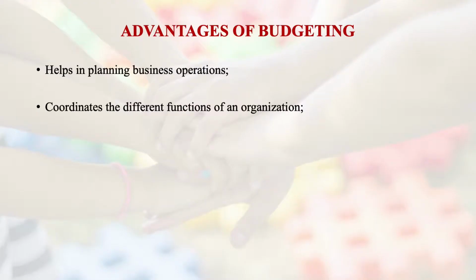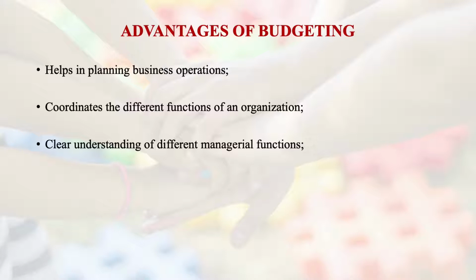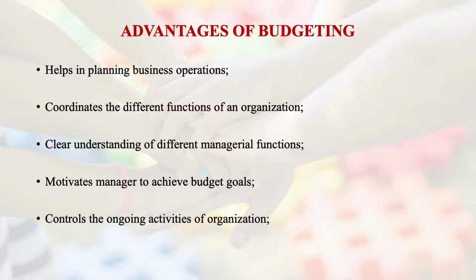It coordinates the different functions of an organization, and there should be a clear understanding of different managerial functions. The budgeting tries to motivate the manager to achieve certain goals of the budget, and it also controls the ongoing activities of the organization. So you see, if we see the advantages, the business operations are involved, but then when you just move further, it is basically related to the functions of the organization. An organization can be of any kind, whether it is a profit-making organization or a not-for-profit-making organization. For both kinds of organization, budget is required. Budget is an essential part of the organization. So that is important to understand.